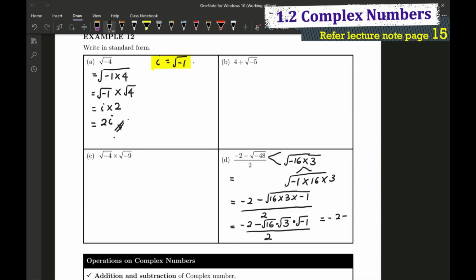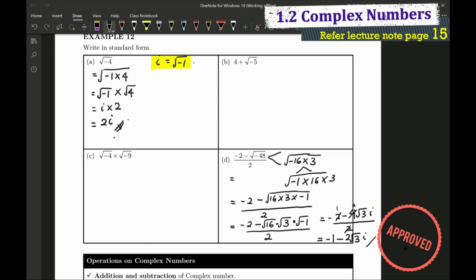We have here 4 square root of 3 i over 2. Okay, is that the final answer? Not yet, because final answer means very final. You cannot do anything anymore. So now, as we can see, this one becomes 1, this one becomes 2. So our final answer is negative 1 minus 2 square root of 3 i.